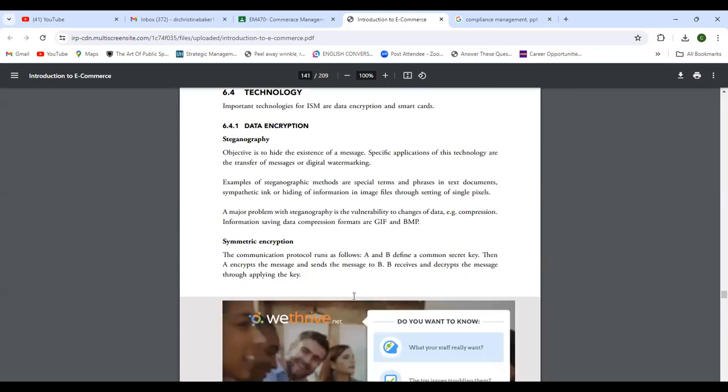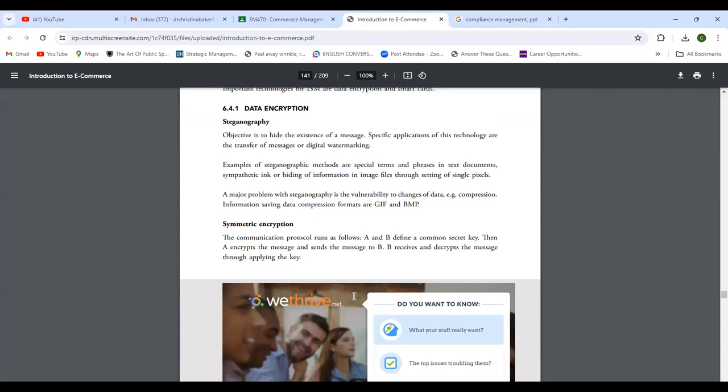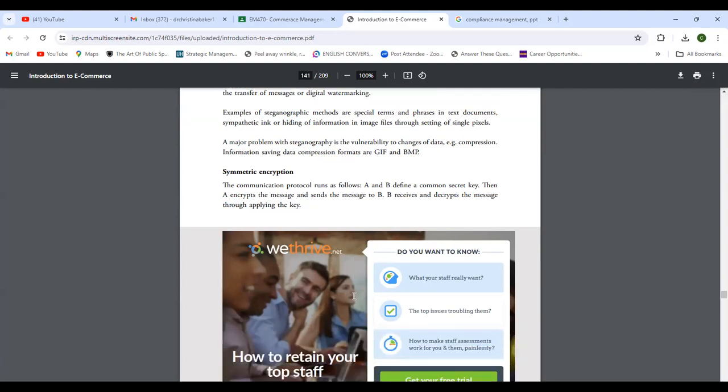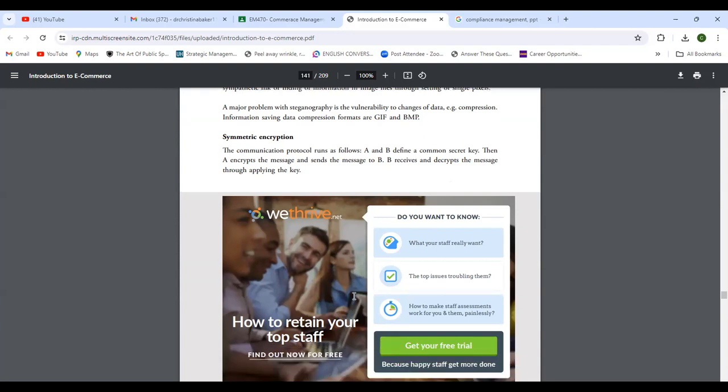Technology here, you have data encryption. We have steganography. The objective is to hide the existence of a message. A specific application of the technology is to transfer the message of digital watermarking. Examples of steganographic methods are special terms and phrases in text documents, or hiding information in image files through setting of single pixels.